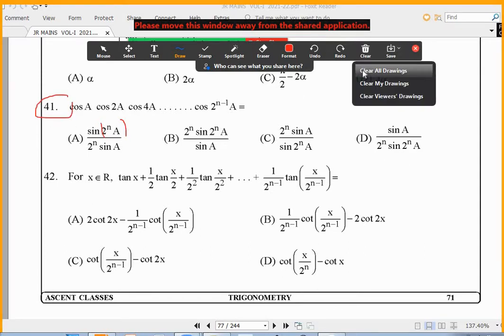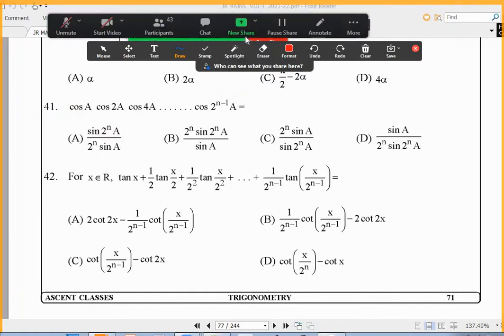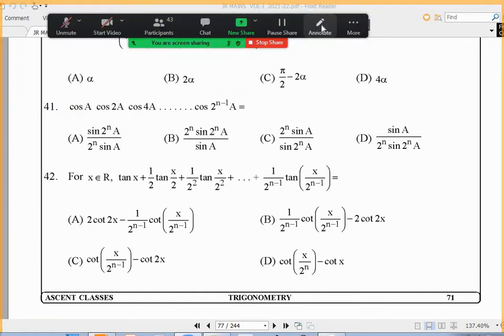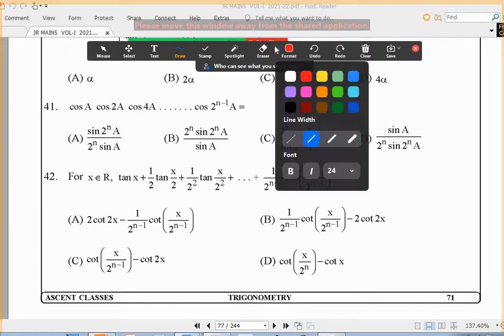I would have used it, but purposely I did not use it, so that even if you forget the formula, you can derive it. That is the point.